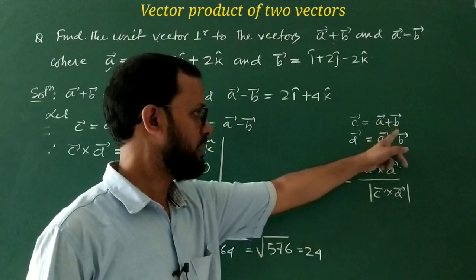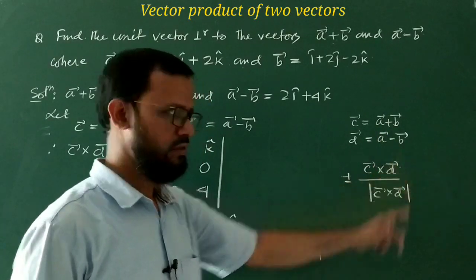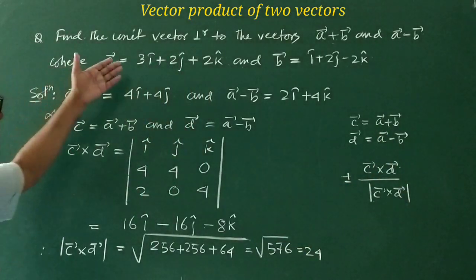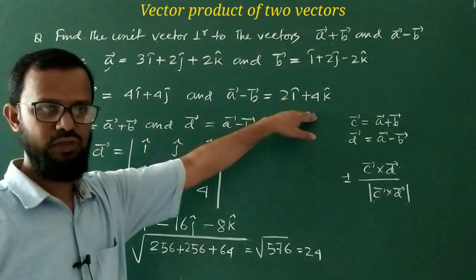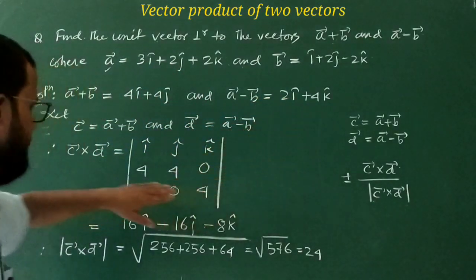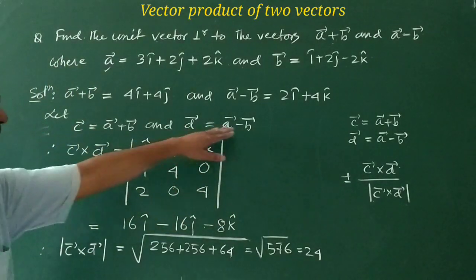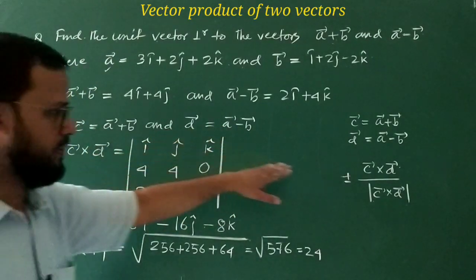That means you have to know A plus B, then A minus B. So first you find A plus B, which you can very easily calculate. A plus B is equal to this, and A minus B is equal to this one. We suppose that A plus B is the C vector and A minus B is the D vector.